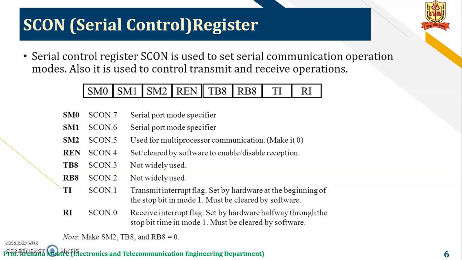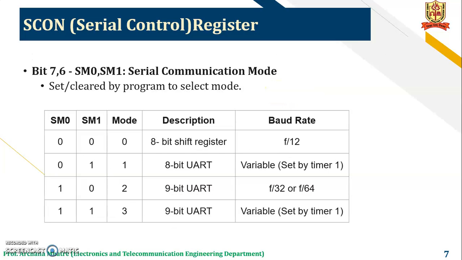Now next is the SCON register, which is the serial control register. The serial control register, that is SCON, is used to set serial communication operation modes. Also, it is used to control transmit and receive operation. Now this is the format of the SCON register. It is an 8-bit register having bits SM0, SM1, SM2, REN, TB8, RB8, TI and RI. These last two are the transmit and receive flags. So we will study this format of the SCON register in detail.